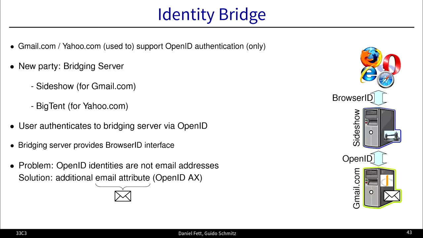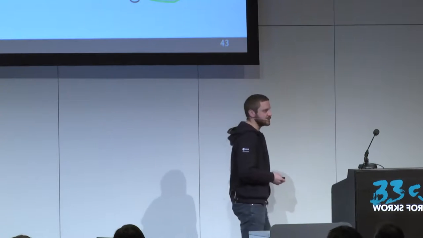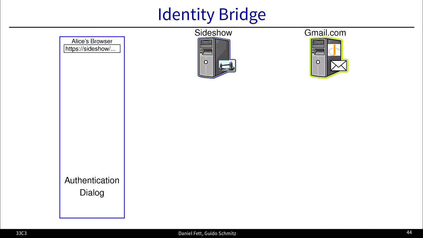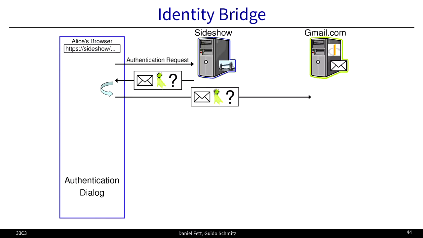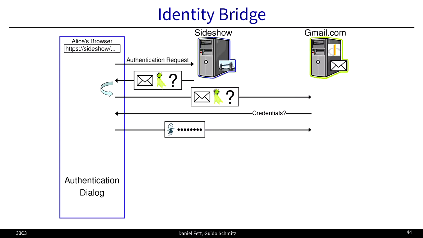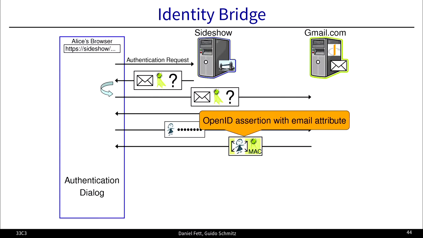Let's have a look at how these identity bridges work. We are not going into all the details of the Browser ID or Persona protocol, because this would be too complicated, but the identity bridge is interesting and also important for some of the attacks that we found. So in the identity bridge, the following happens. Here on the left, we have Alice's browser. In the middle, we have Sideshow, this identity bridge. And on the right side, we have Gmail, which could also be Yahoo in this case. Let's say it's Gmail. First, the user says that she wants to log in at Sideshow. Then Sideshow sends an OpenID request requesting the email attribute signed from Gmail. This request is then forwarded to Gmail, and the user logs in at Gmail for authentication. Then Gmail creates this OpenID assertion, which contains the signed email address attribute for Alice. As you can see, this is all in a green box, so all properly signed.